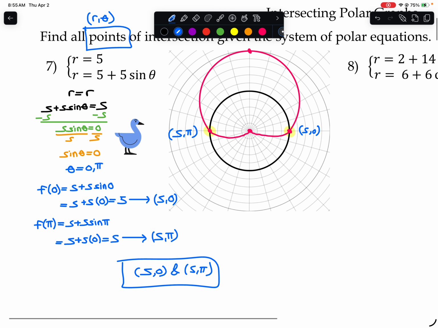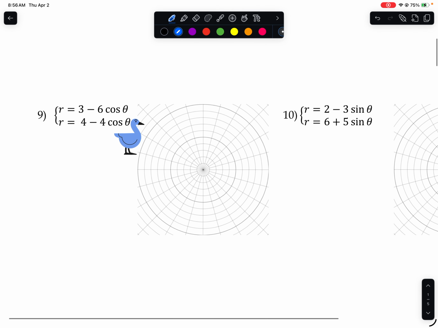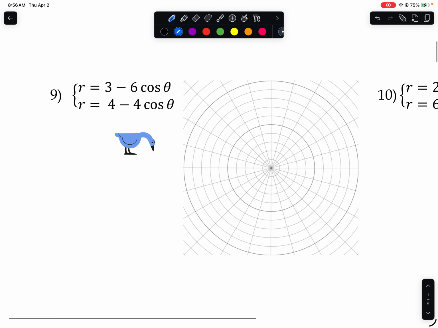So the very first one here is kind of your standard run-of-the-mill problem. As we go on, we're going to get into some more complex problems. So we're actually going to jump down to number 9 next.